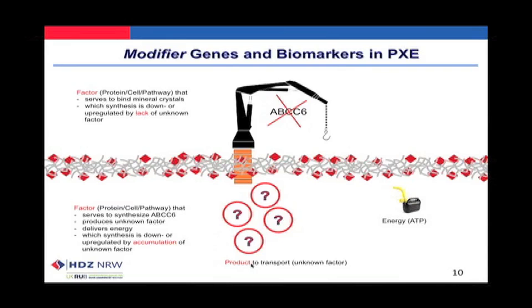That could also be on the outside of the cell, where factors could be upregulated or downregulated by the lack of these unknown factors, for instance. Factors can be proteins. Factors can be, for instance, answers of the cell, or activated or inhibited pathways. And when we come back to the modifier genes, we could also say what can be influenced by ABCC6 loss. That are factors, for instance, which serve to bind mineral crystals. This is a very characteristic hallmark of PXE.